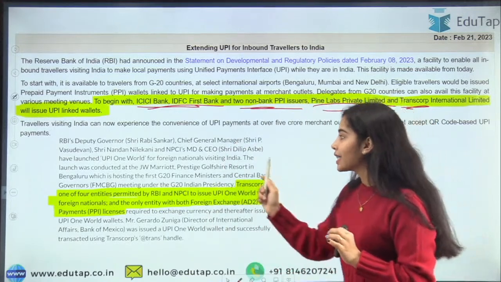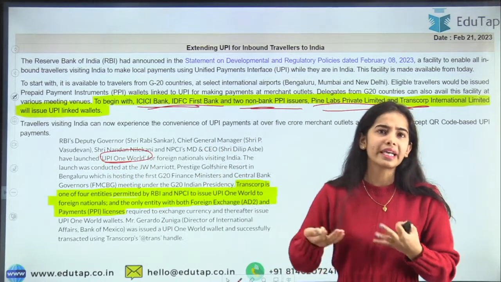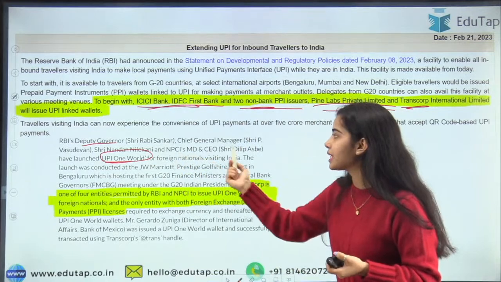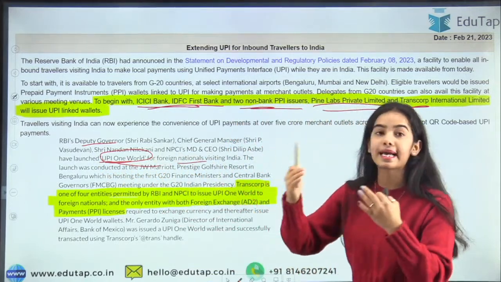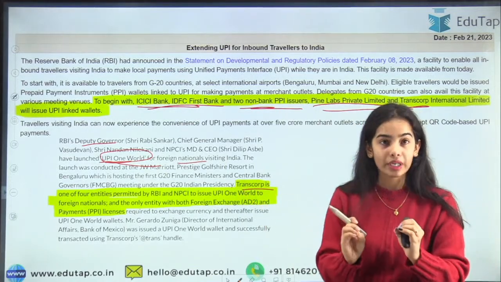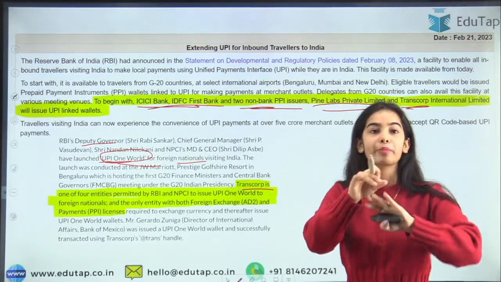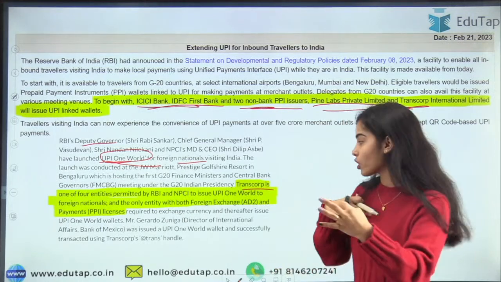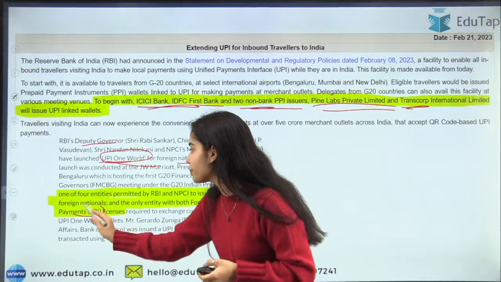Remember one thing, UPI One World is the name that the RBI has kept. The RBI's Deputy Governor and the NPCI's MD and CEO have launched the UPI One World for the foreign nationals visiting India. Among the 4 entities, 2 banks and 2 non-banks, Transcorp is the only authority that has the license for foreign exchange and also the license for the PPI.